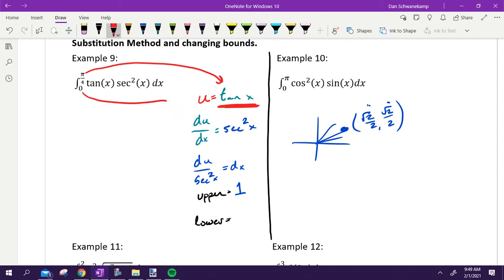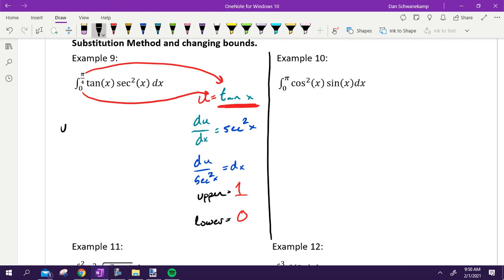We're going to do the same thing with the lower bound. I'm going to take 0 and plug it in. What is tangent at 0 going to be? What is y over x right there? It's 0. So we look at this problem. We identify it's a U sub problem. We change it in terms of U. We also change our bounds in terms of U. And that's the big difference between what we learned on Friday and what we're doing today.